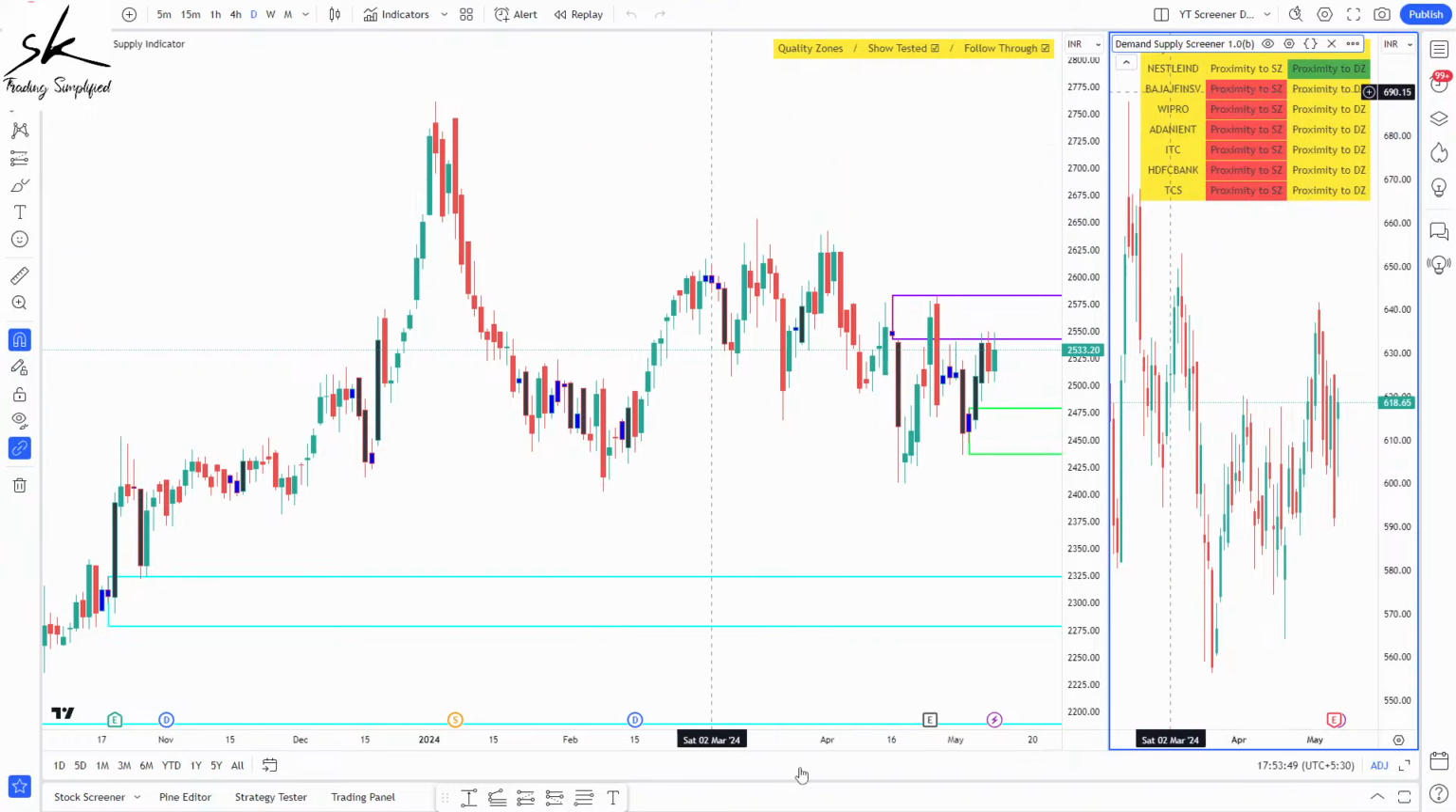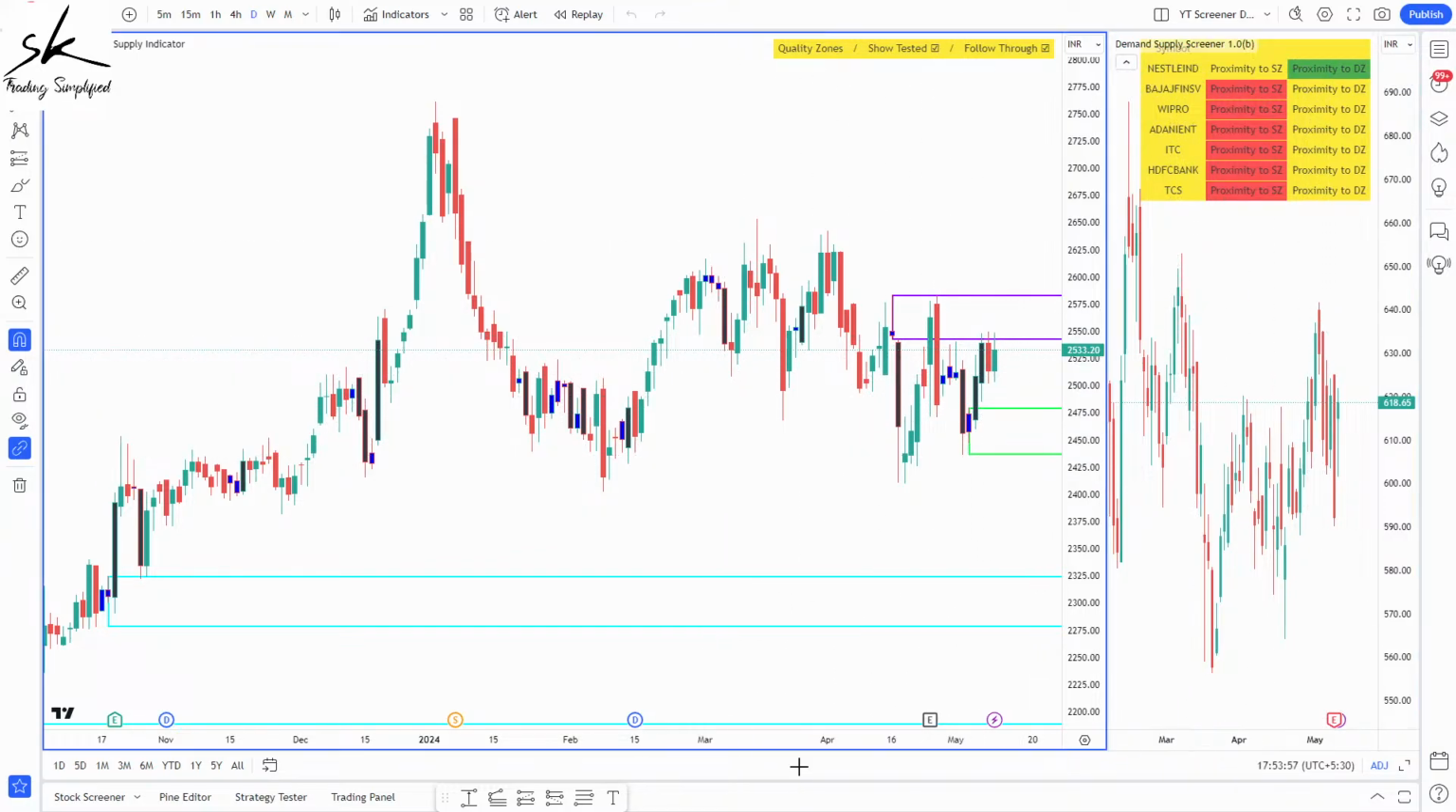Here you can see, just as an example, it is telling me that on Nestle, we are in close proximity to the demand zone. So if I bring up Nestle, we already have the chart of Nestle here. You can see we have the demand zone, and my current candle low is within 1% of the proximal line.